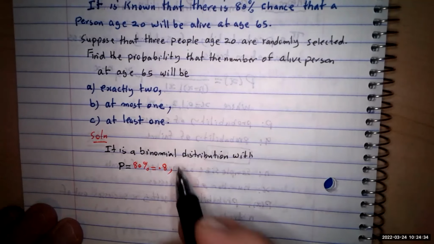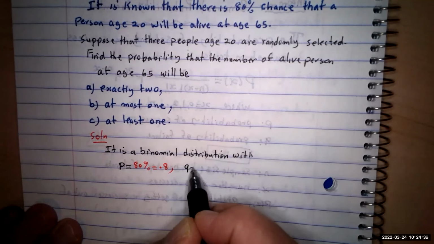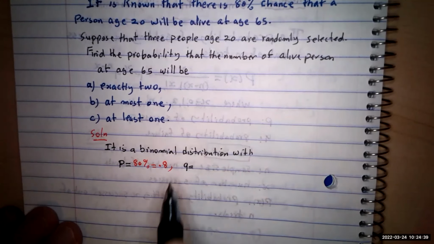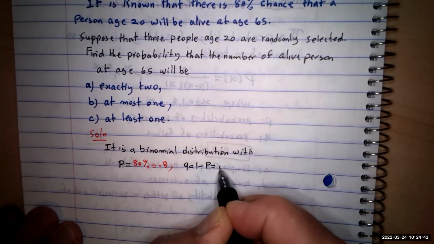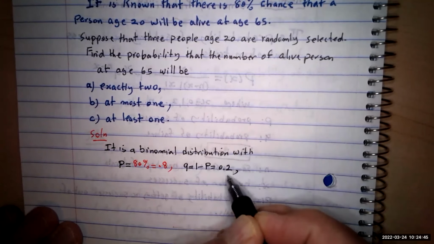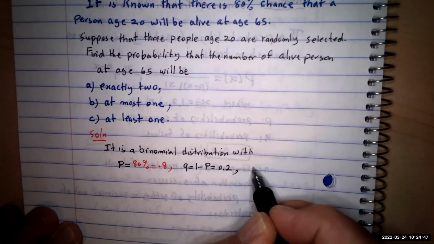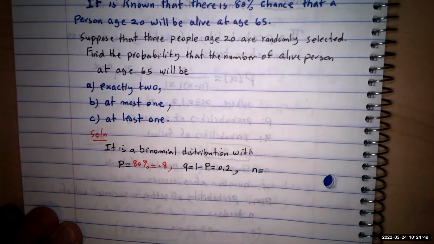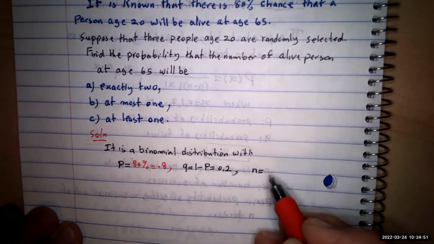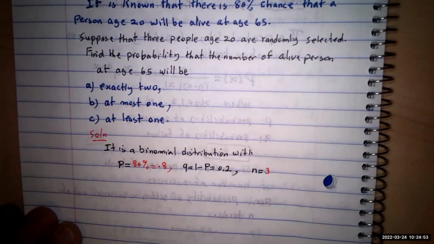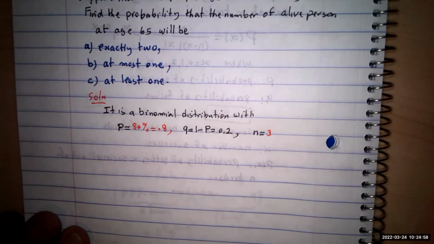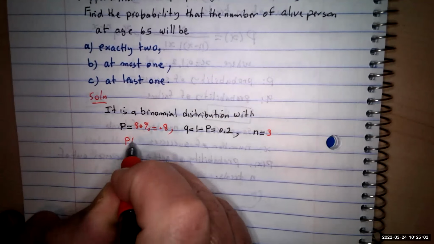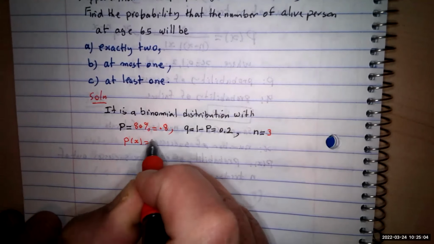The second one is Q. Q is 1 minus P. In this case it is going to be 20%. And the sample size N is equal to 3. So you have to identify these 3 notions when you're dealing with this type of problem. Okay, so the unknown is going to be the number of successes, the probability of getting X number of successes.